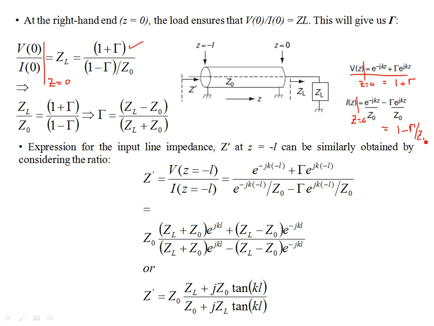If you take the ratio of these two voltage and current expressions at this interface, it should have been equal to Z0 for no reflection, but if ZL is different, gamma is non-zero. You can rearrange this equation. This implies that ZL over Z0 is 1 plus gamma over 1 minus gamma, and if you make gamma the subject, you find gamma as ZL minus Z0 over ZL plus Z0, a very important relationship. This is at z equal to 0.